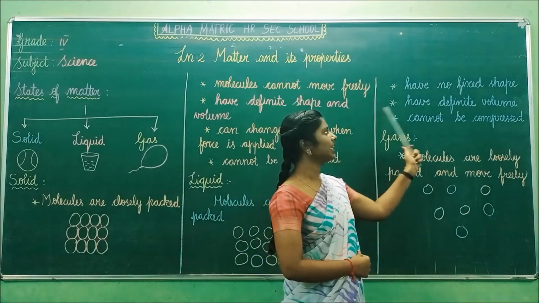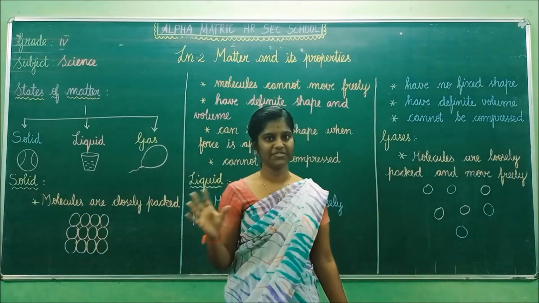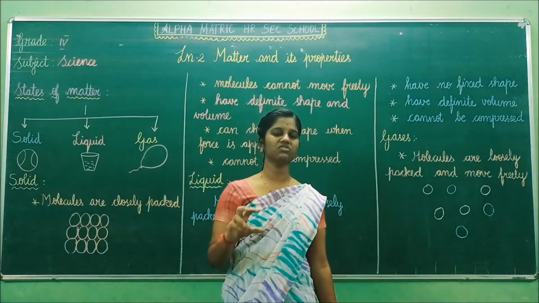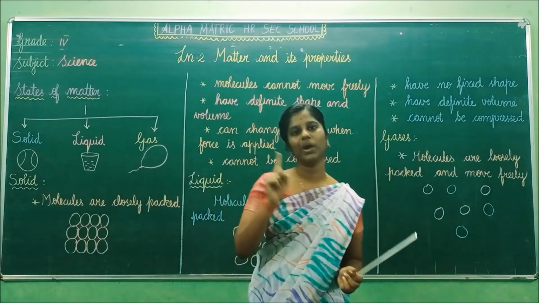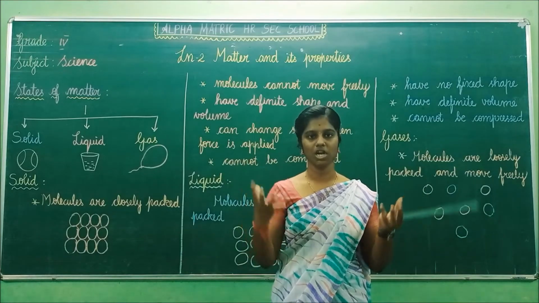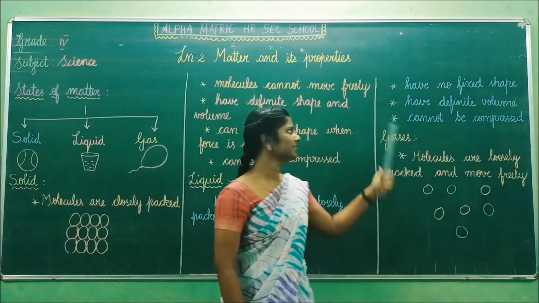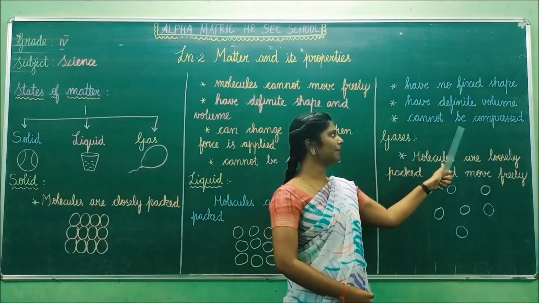Next point is liquids have no definite shape. They will not have any fixed shape, but they will have some weight. Liquids are measured in liters. You know, 1 liter of milk, 2 liters of milk. So water also has some volume. Liquids have definite volume. Liquids cannot be compressed.